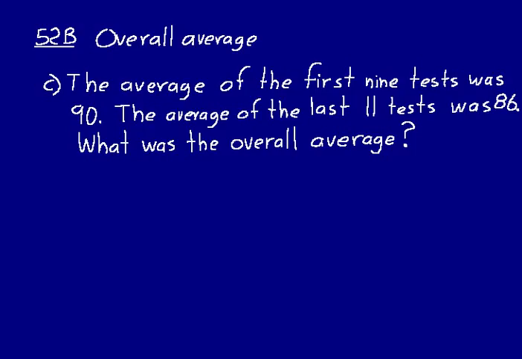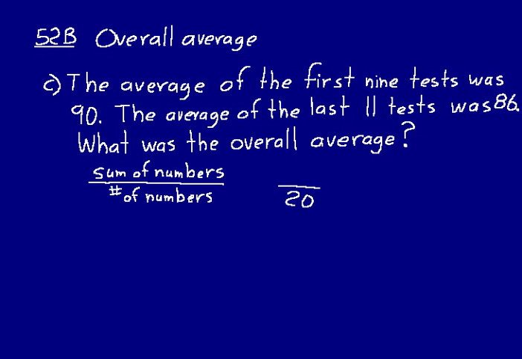Remember how you calculate average. What I have written there, the average is the sum of the numbers over the number of numbers. So in this case we have 9 tests and then 11 tests. So we have 20 tests altogether. And so that's our number of numbers. That will be the number of numbers we use to calculate the overall average.